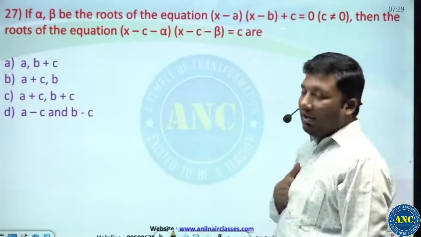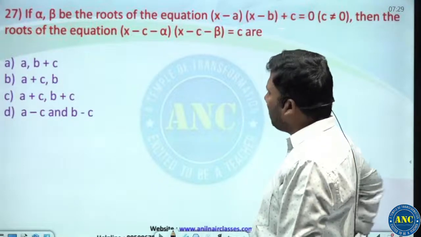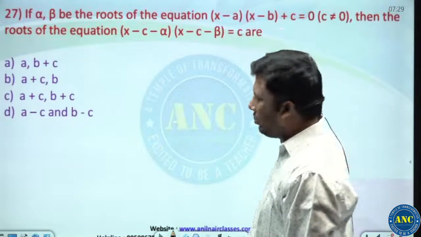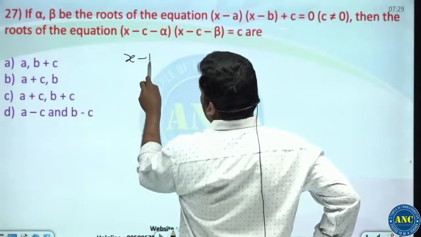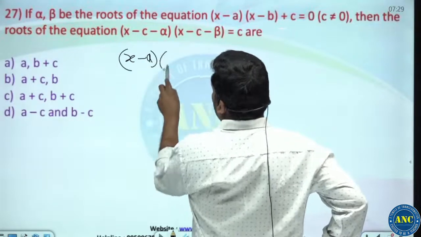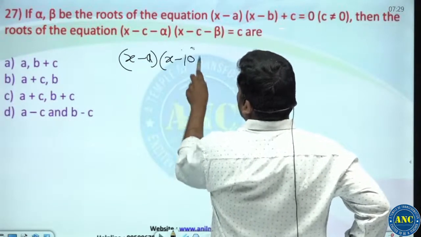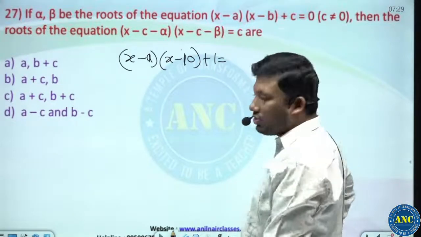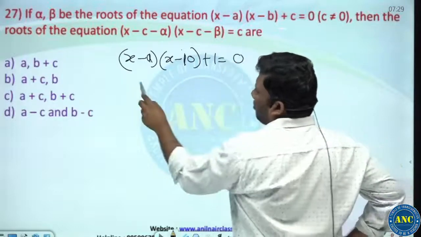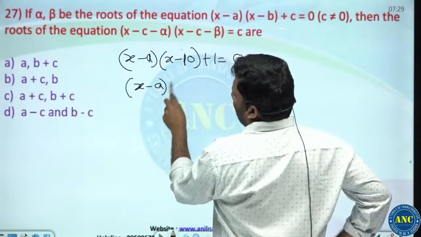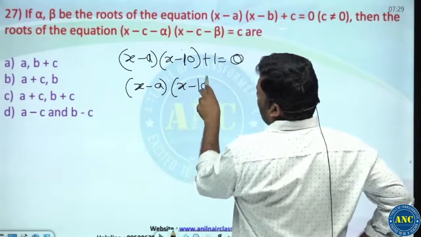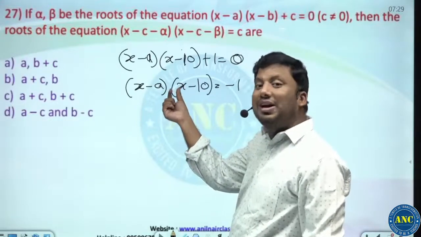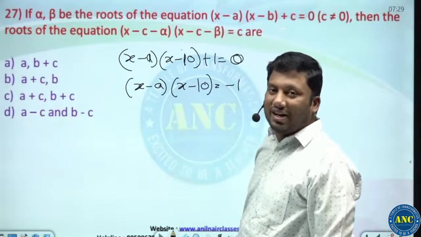26th one. Now, if alpha, beta are the roots of the equation x minus a into x minus b plus c equivalent to 0. Yesterday we did one question: x minus a into x minus 10 plus 1 equivalent to 0. Integral roots, we need to find. So this will become x minus a into x minus 10 equivalent to minus 1. We have to find the integral values of a such that the equation has integral roots.